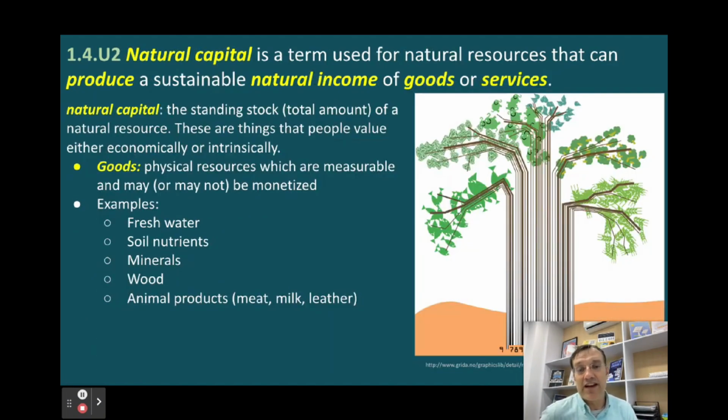One of the key terms that you've got to take away from topic 1.4 is this idea of natural capital. Right? This is how much we have, a storage of a natural resource. So how much fresh water do we have? How many soil nutrients do we have in a particular area? What's the total cubic feet of minerals or wood in a particular area? Right? They are generally things that people value either monetarily, they can put a dollar amount on them, or they value them intrinsically.